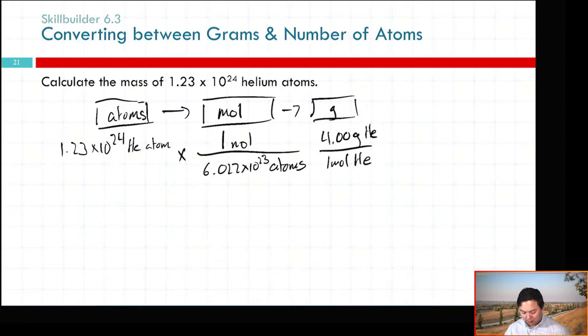And again, once you've got it all written out, you can just multiply across the top: 1.23 times 10 to the 24 times 4 divided by 6.022 e to the 23. So we have 8.17 moles of helium. Sorry, grams of helium.